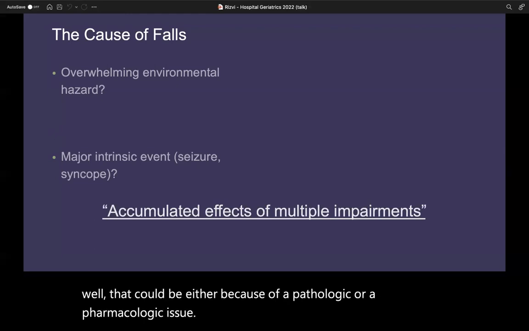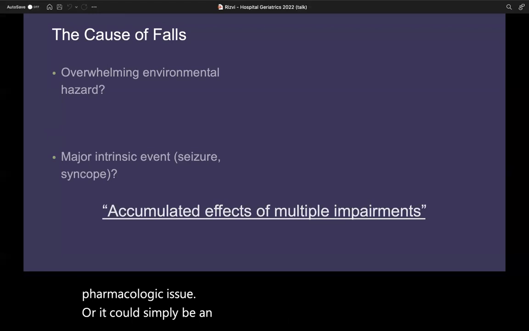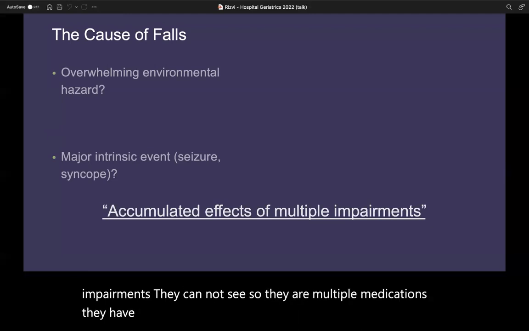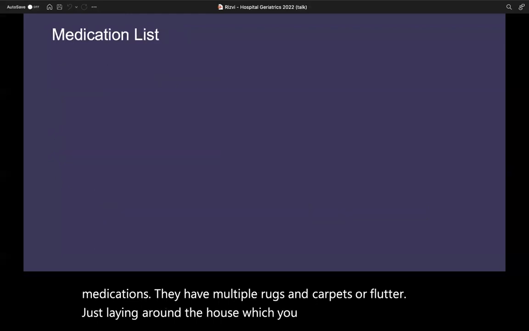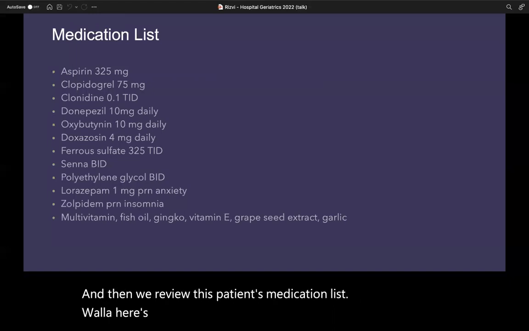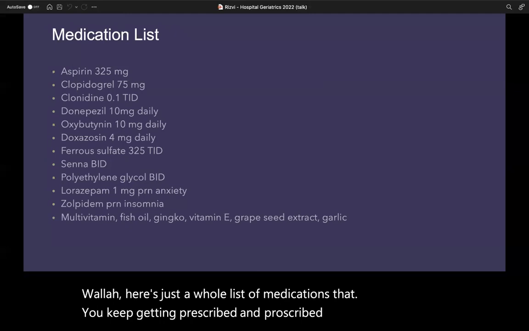Or it could simply be an accumulated effect of multiple impairments. They cannot see so well. They are on multiple medications. They have multiple rugs and carpets or clutter just lying around the house, which you stumble upon. And when we review this patient's medication list, voila, here's a whole list of medications that you keep getting prescribed and prescribed and prescribed, and more prescriptions.